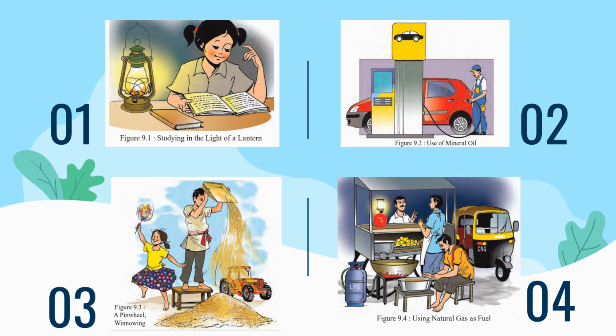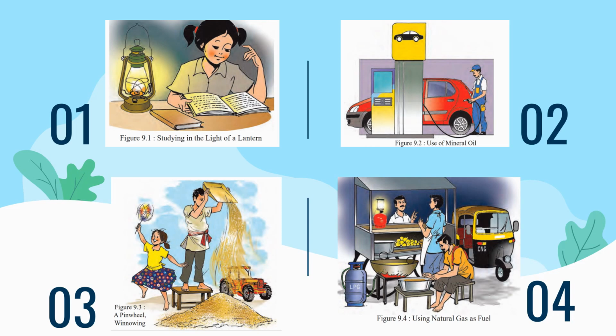Well, students, as you can see, there are 4 images displayed on the screen. In the first image, you can see a girl using the light of a lantern for studying. The second image shows us use of mineral oil. The third image shows us a pinwheel and winnowing, while the fourth image shows us using natural gas as fuel.